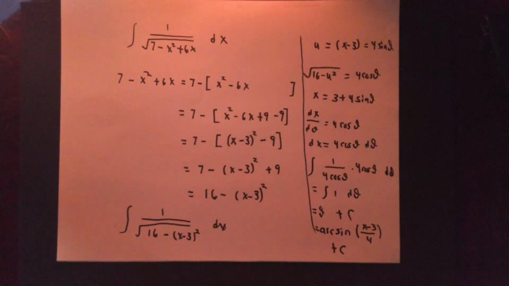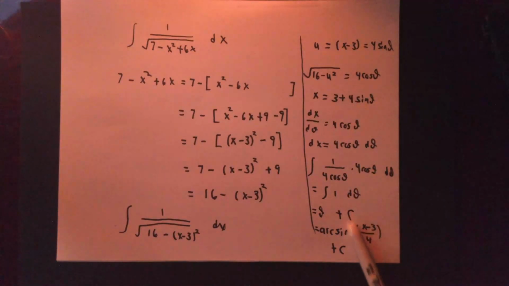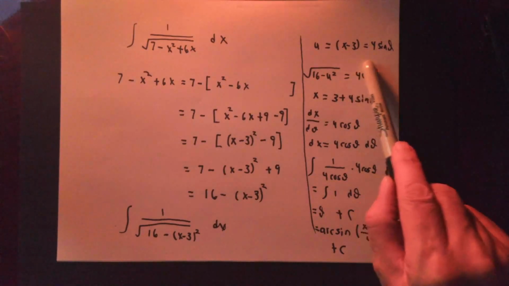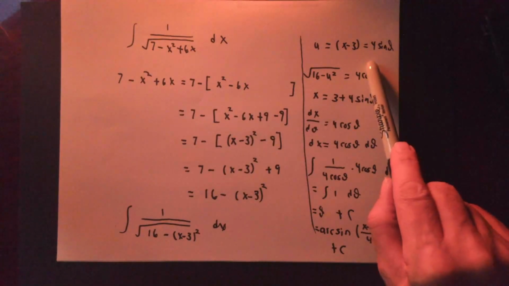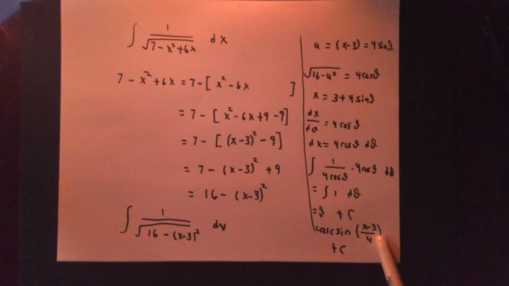We've done that kind of integral before, so all of the calculations involved are direct. In the end, the integral is theta plus a constant. Sine of theta is x minus 3 divided by 4, so theta is the arcsine of x minus 3 divided by 4.